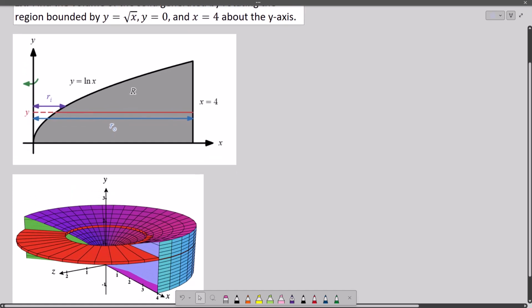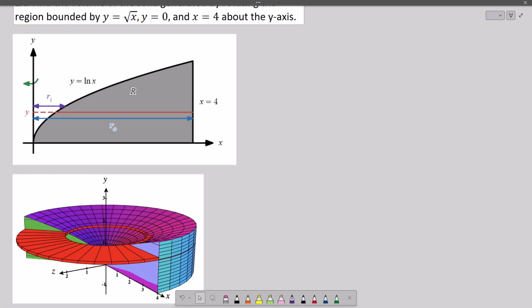There, we can see everything. Let me know if you're wanting a nudge on how to start it. I'll give you a hint, the cross sections are washers.